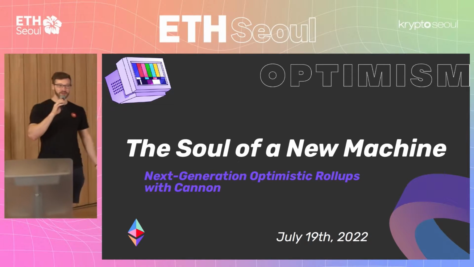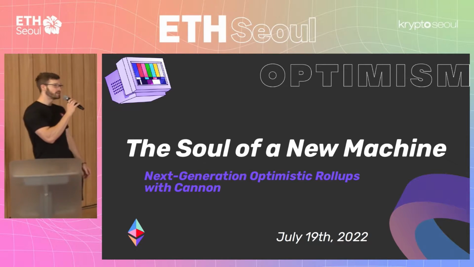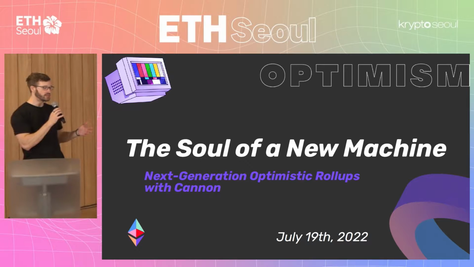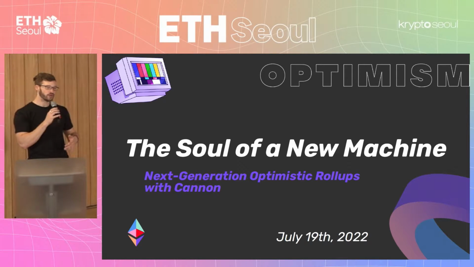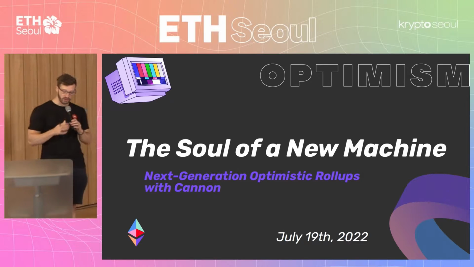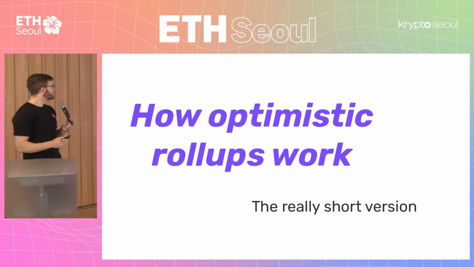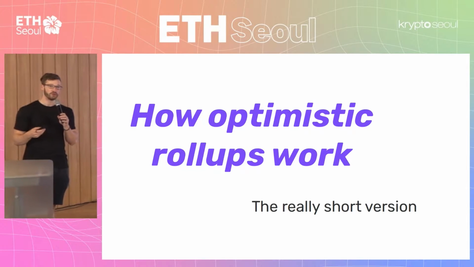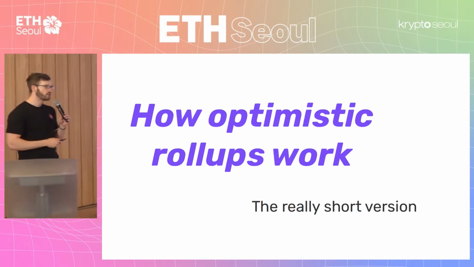Hello, everybody. I'm Norswap. I do research and development at Optimism. And what I want to talk to you about today is how we secure the Optimism blockchain. So Optimism is a layer 2 rollup. So first of all, if you're not familiar with rollup, I'm going to give you the real short version of how an optimistic rollup works.